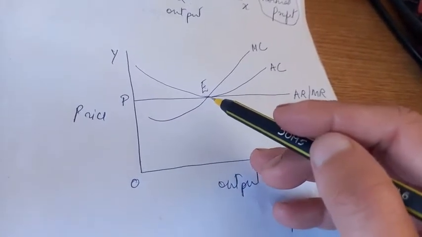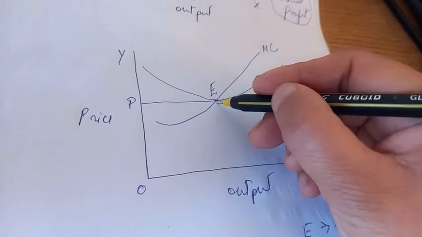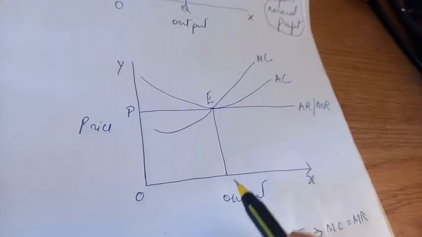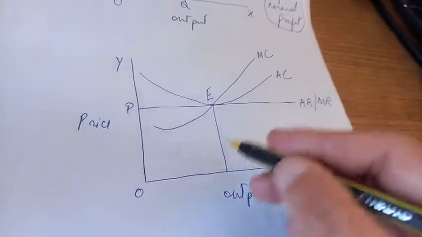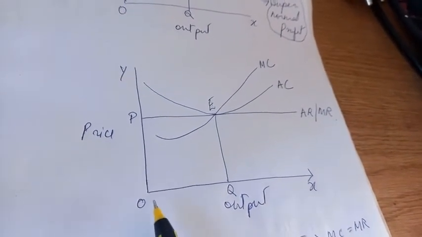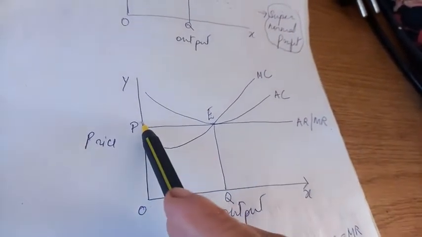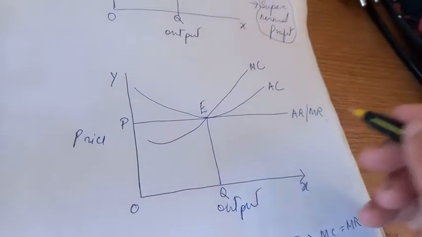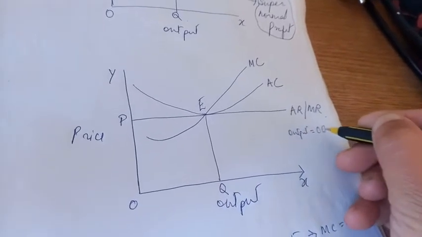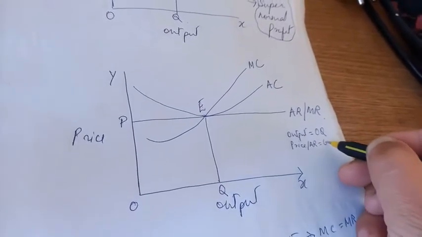from below. Again, like what we did earlier, from the point of equality between the two curves, we drop a perpendicular downwards towards the output axis OX. After dropping the perpendicular downwards, we get OQ as the output. And this shows that the firm is producing OQ as output and charging OP as price. So output is equal to OQ. The price or the AR is equal to OP.